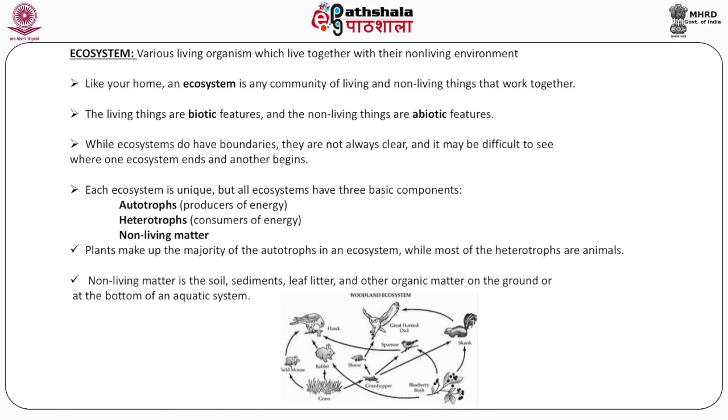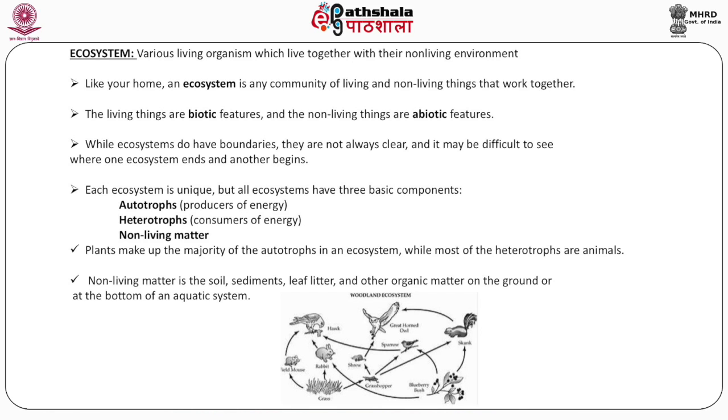Coming up to the next level is the ecosystem. Various living organisms which live together with their non-living environment is called the ecosystem, like a home. An ecosystem is any community of living and non-living things that work together. The living things are the biotic features, and the non-living things are the abiotic features.